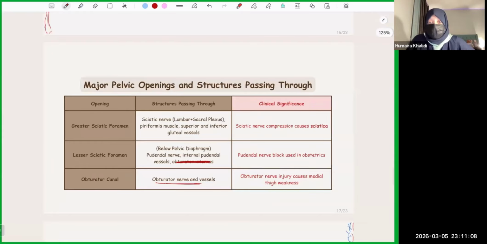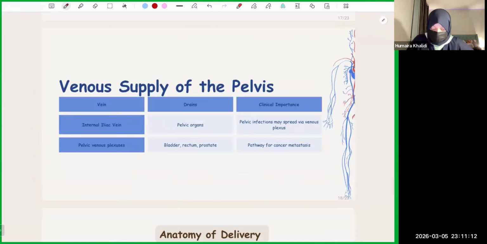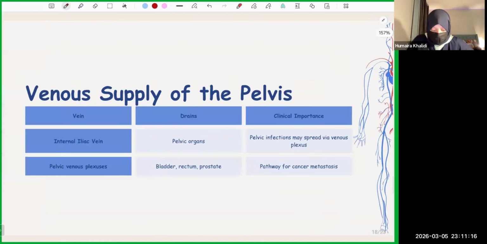Next, you have the venous supply of the pelvis. This is very simple. This wasn't even mentioned in your lecture, honestly. Essentially, it's the internal iliac vein, which drains the pelvic organs, and the pelvic venous plexus, which drains the bladder, rectum, and the prostate.